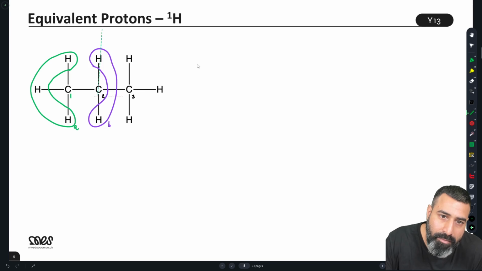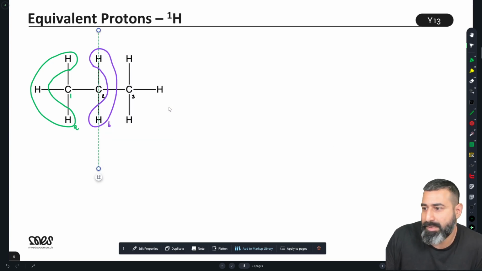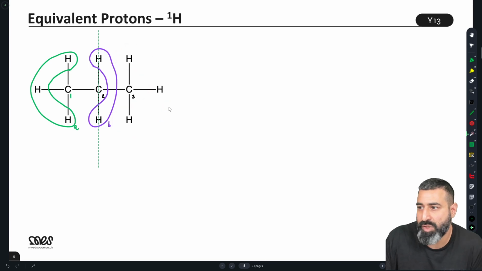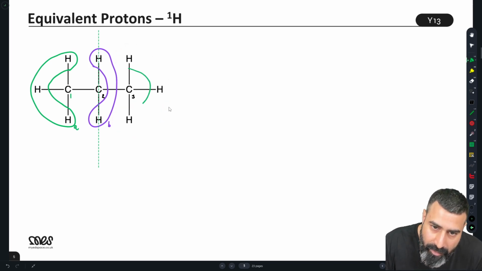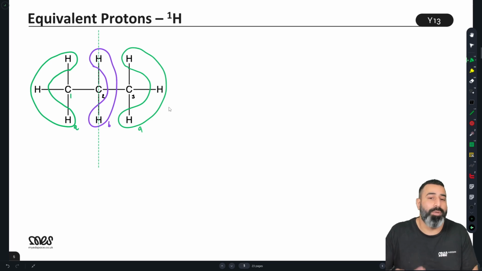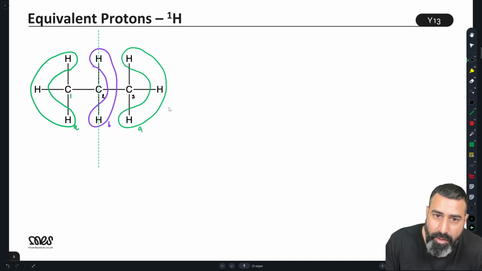Slap bang down the middle is our planar symmetry, and we can see that if we just folded it, these guys are going to be exactly the same as these guys. So how many different proton environments do we have? Well, we've got proton environment A and we've got proton environment B. So we've got 2 different proton environments.